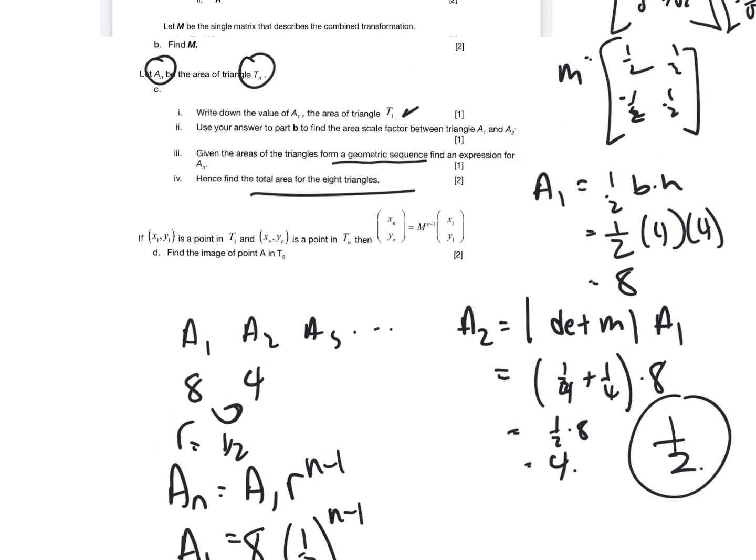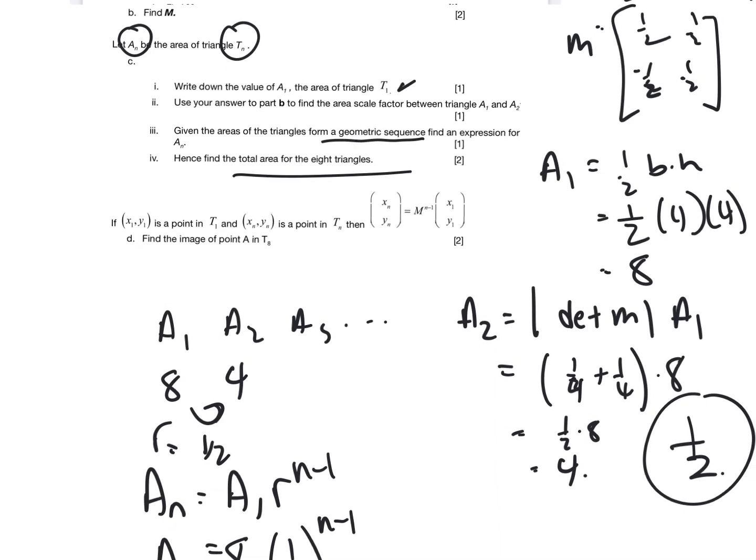All right, so then the last part, going to the D part, if I know that x1 is a point on T1 and xn is a point on Tn, here is the transformation that happens. Find the image of A in T8. Well, if I'm going to find the image of A in T8, T8 is going to be the matrix M to the power of 7 times x1, y1.